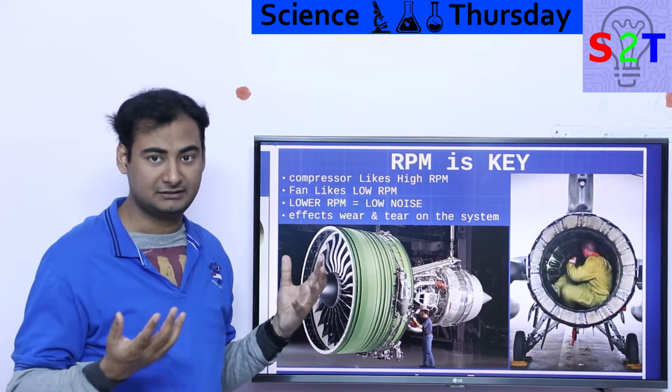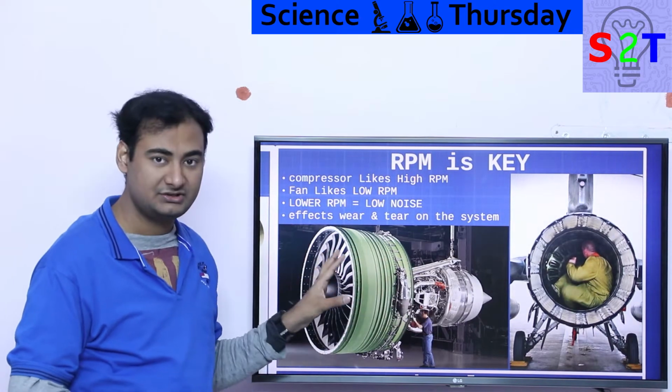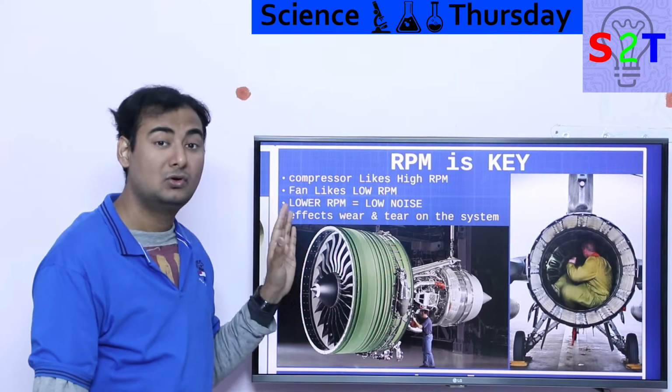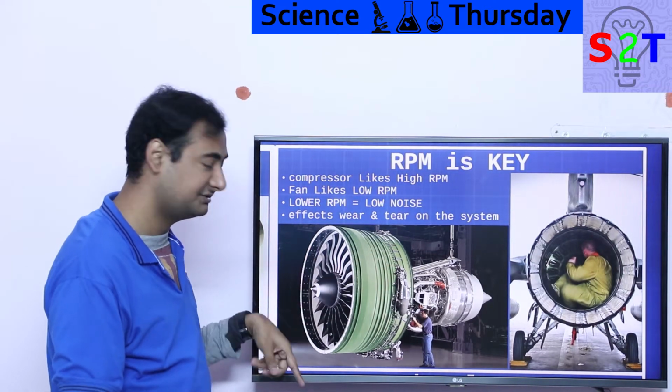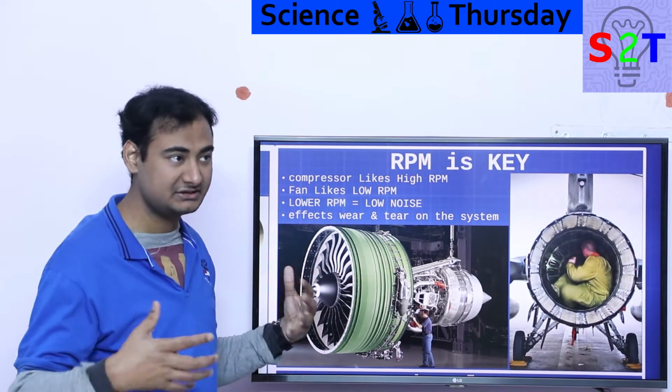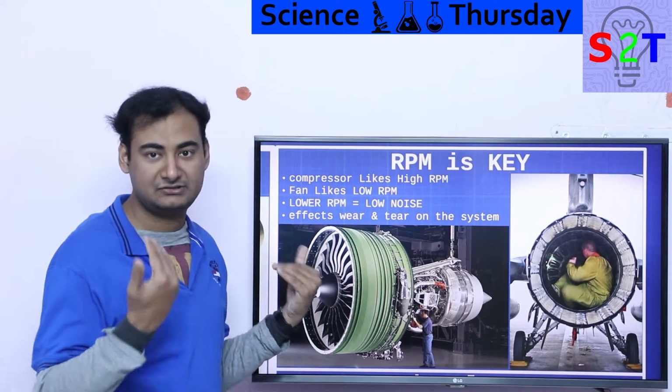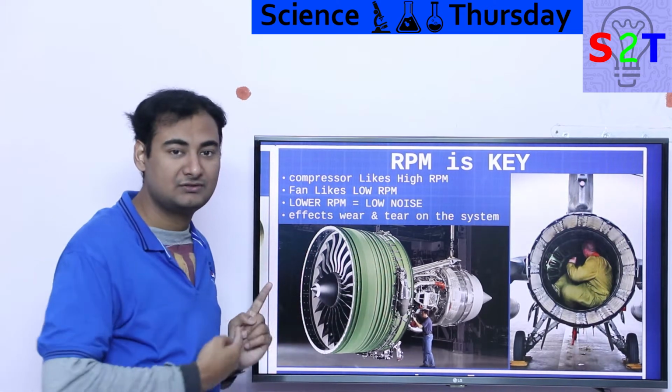Then you come to the fan. Basically, whenever you see jumbo jets, you are seeing what we classify as turbofan engines. Basically, there is a giant fan. That fan is acting as a cooling system and adding additional thrust and reducing noise also. However, the fan does not want to spin very fast.